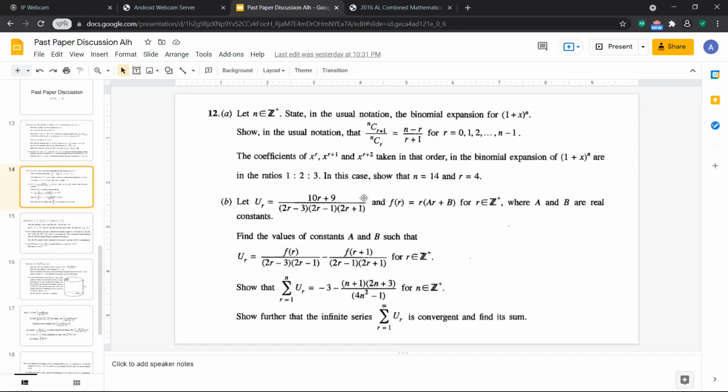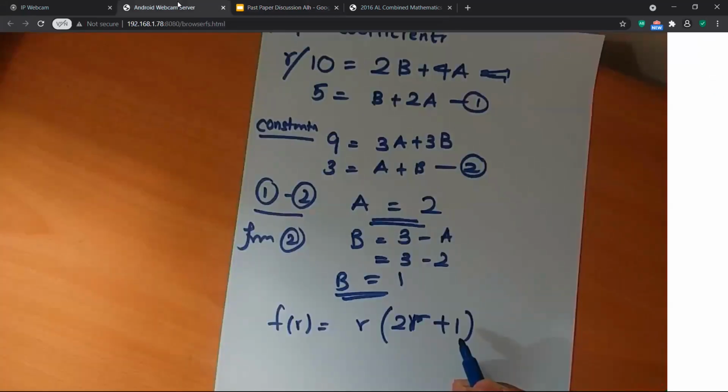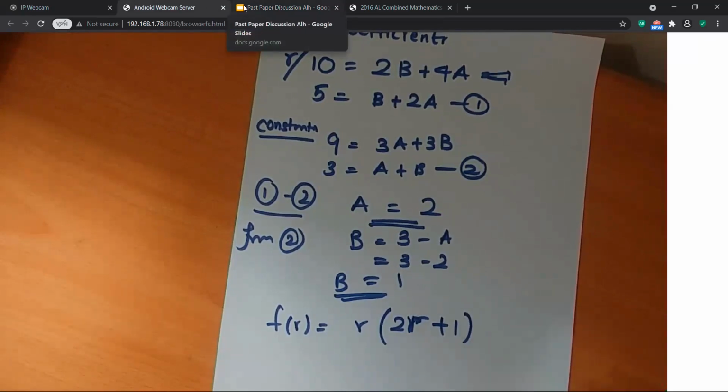So what is f(r)? f(r) can be written as r times (ar plus b). Sorry, a is 2, so 2r. So it's 2r plus 1. Okay, that's f(r). Any questions? So that was just a simplification.